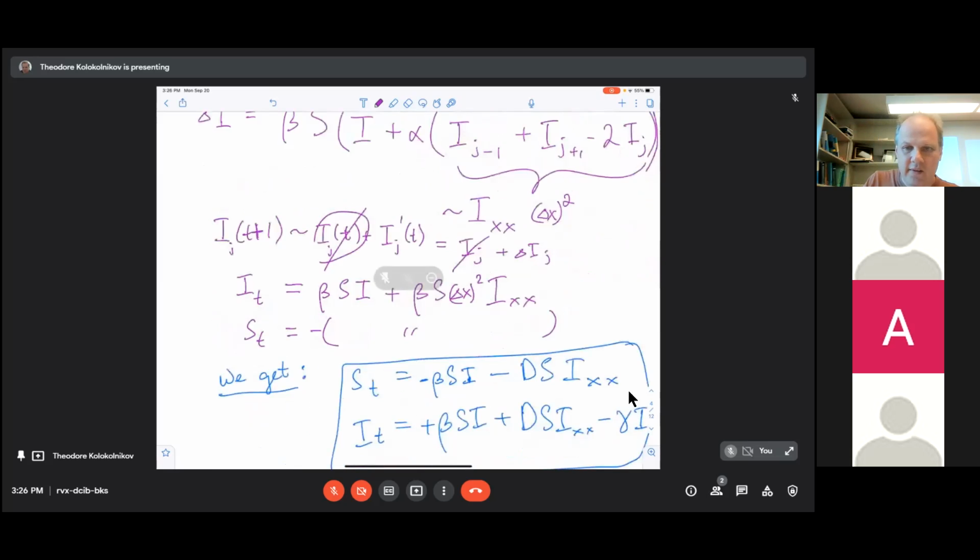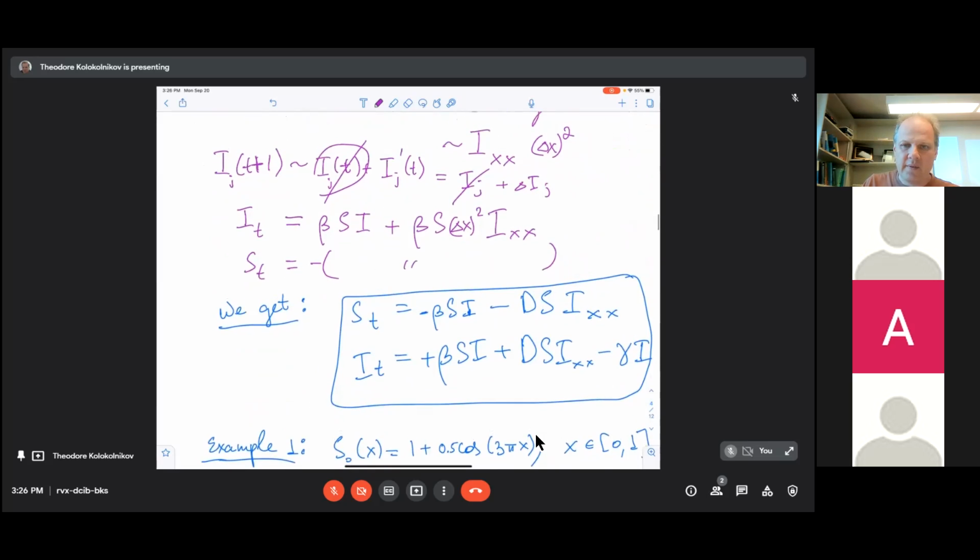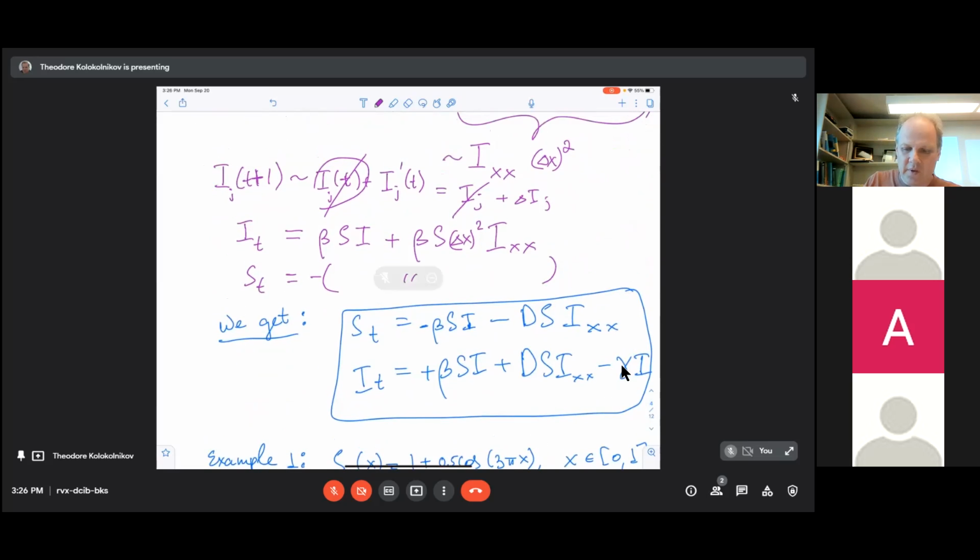So this is what we get. This is the equation that we get after these manipulations. And again, I forgot the minus gamma here, so minus gamma I.